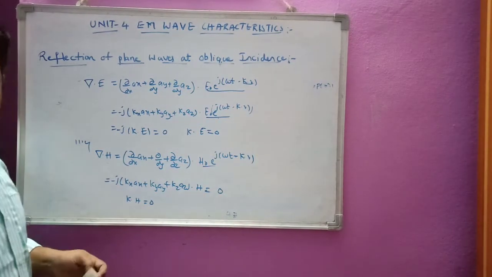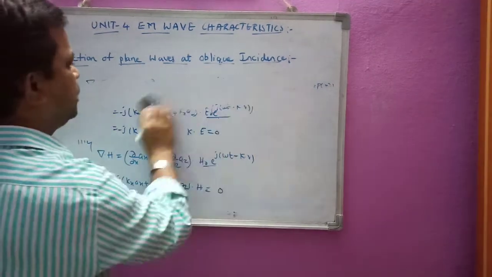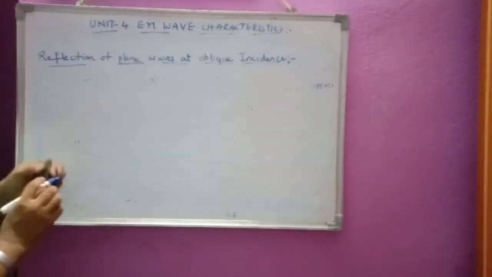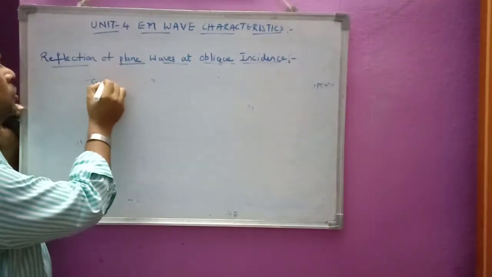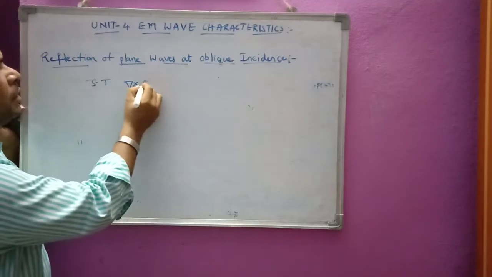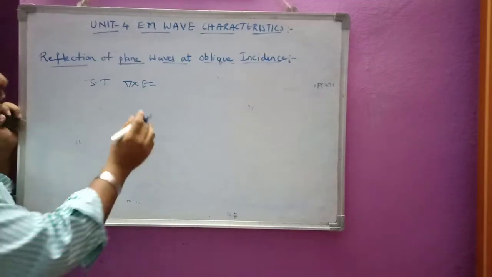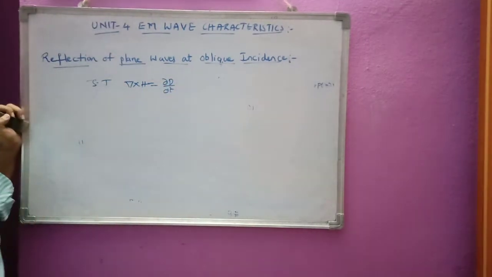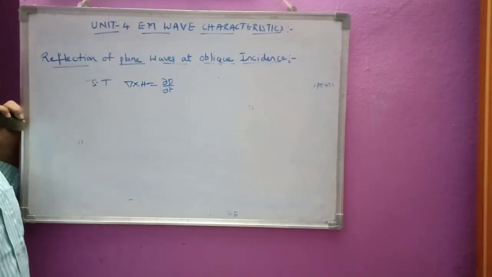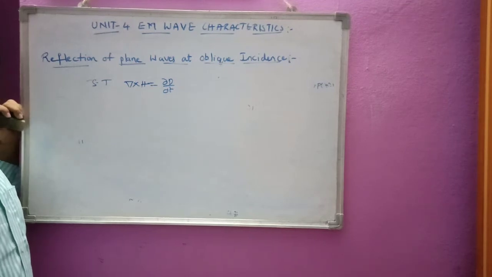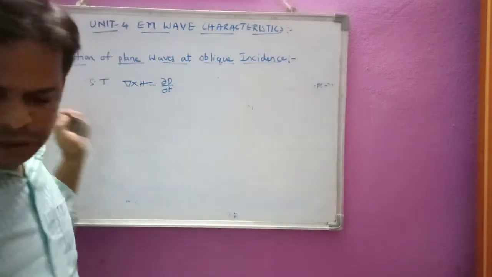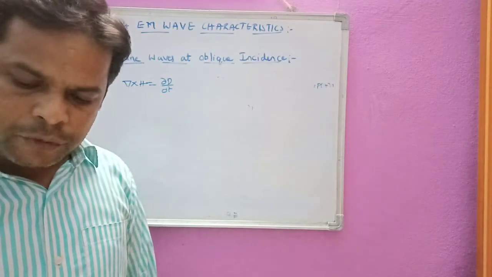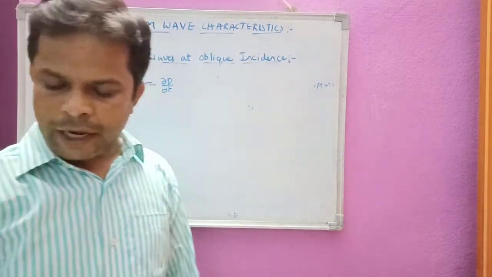Now we have to show another two parameters. We can also show that del cross E is equal to minus dou B by dou t, and del cross H is equal to dou D by dou t, which is equivalent to minus j omega epsilon. Actually, at the starting of this class we have taken k cross E is equal to omega mu H and k cross H is equal to minus omega epsilon E.